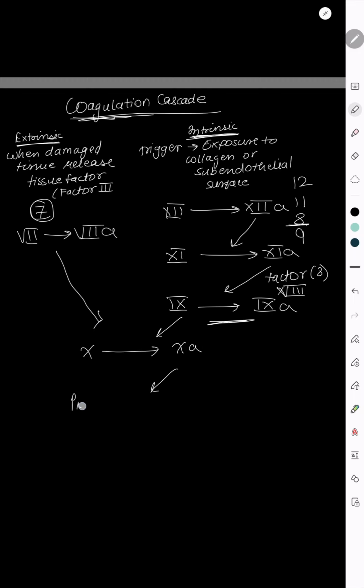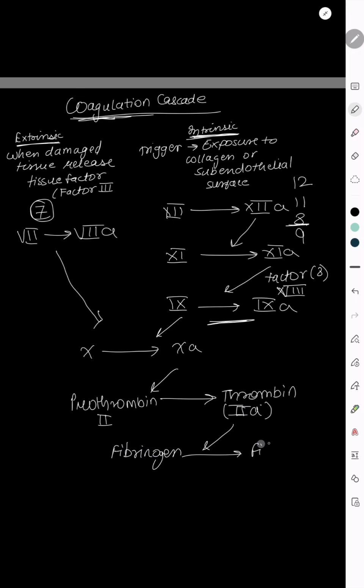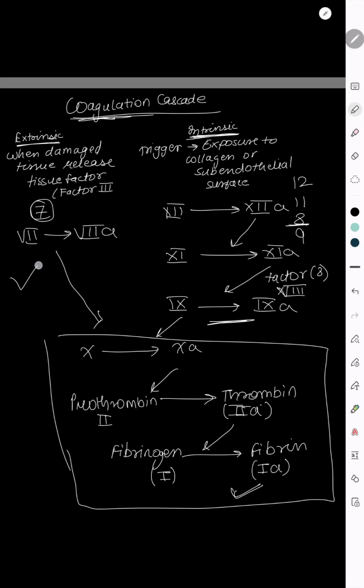This will activate prothrombin into thrombin. That is factor 2 into active factor 2A. Then it will activate fibrinogen into fibrin, factor 1 into active factor 1A. Are we clear? This is the coagulation pathway, and this is the common pathway for the extrinsic pathway and the intrinsic pathway.